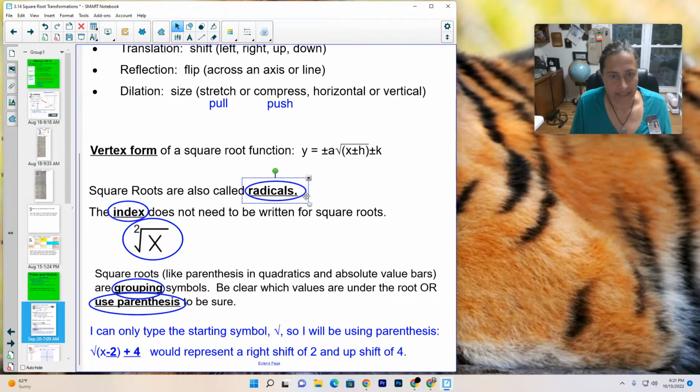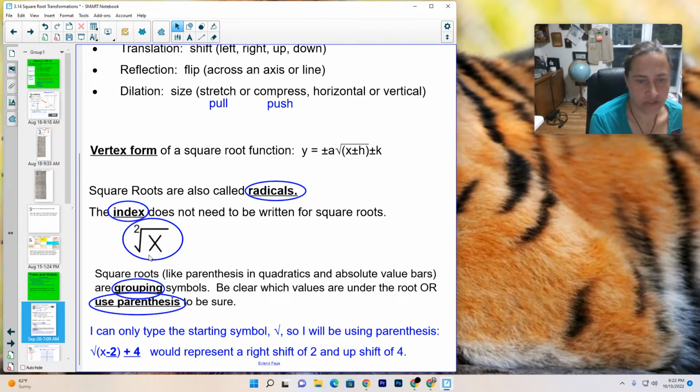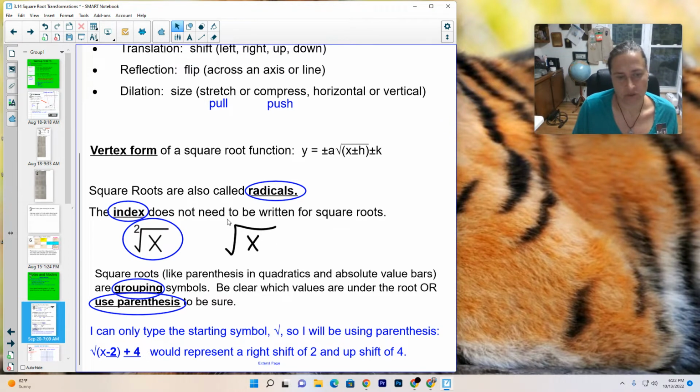And then the index on square roots is not usually written. So that little 2 in the index position will often not be written. So you'll just see it as the square root of x. We don't write the little squared in the index part. Square roots, like parentheses and quadratics and absolute value bars, are grouping symbols. To be clear which values are under the root, make sure that the root extends all the way over those values, or better yet, use parentheses to be sure.